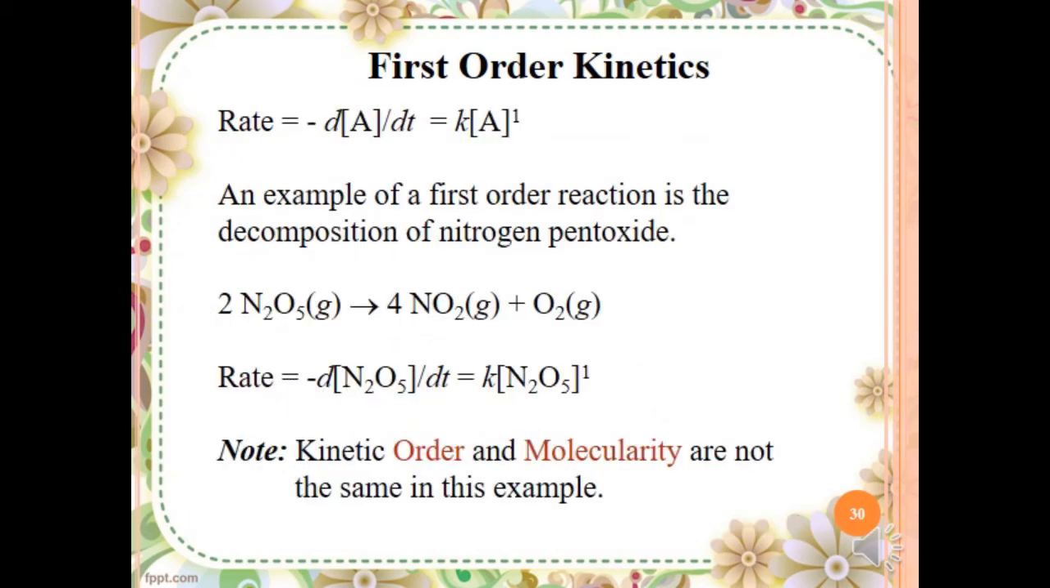This is an example of a reaction that falls under first order kinetic. The decomposition of nitrogen pentoxide, producing nitrogen dioxide and also oxygen. The rate law expression is d N2O5 over dt equivalent to k times N2O5 to the power of 1, first order. Note that the order is not the same as the stoichiometry, meaning this is not an elementary reaction.